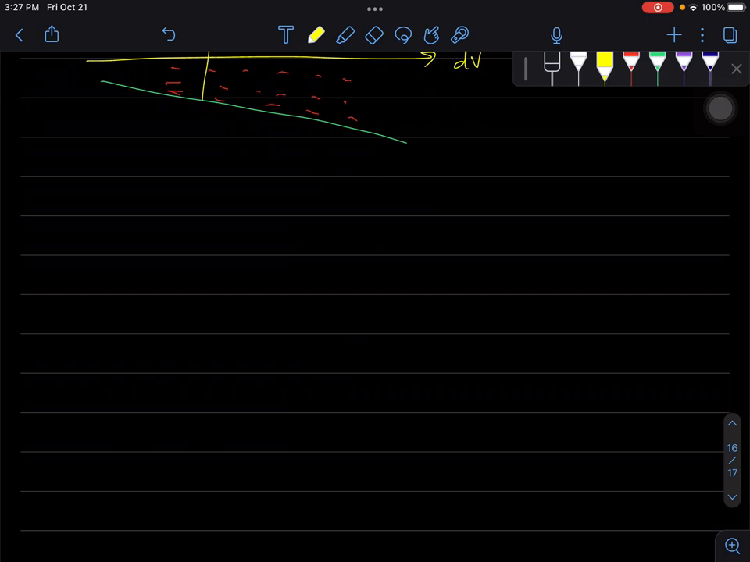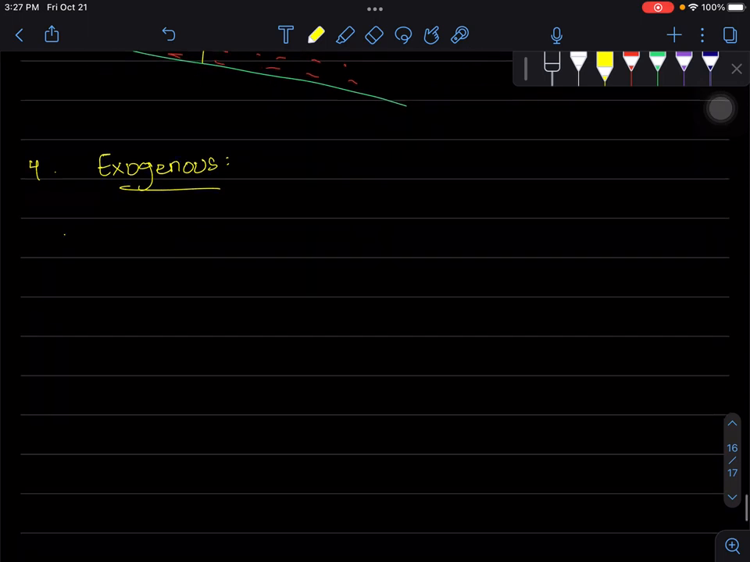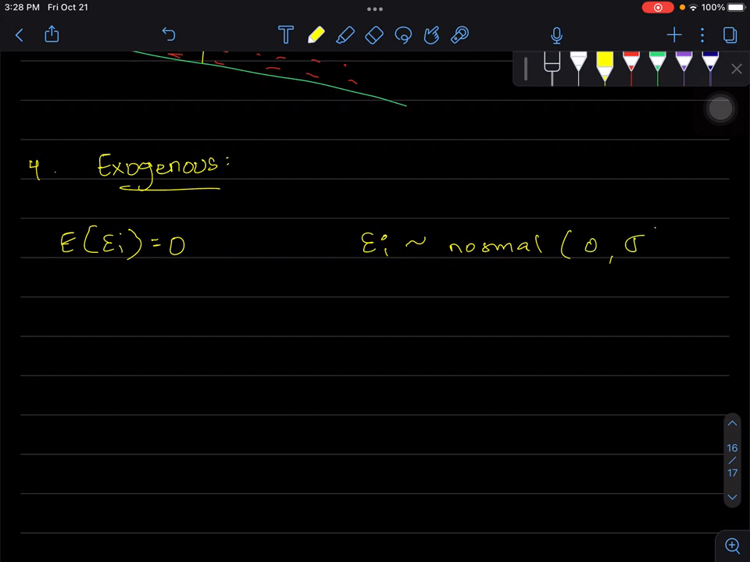And then the next one is exogenous. What's exogenous? The error term is exogenous. What that is, the distribution of epsilon i has mean 0 across i. What that means is the expected value of epsilon i is 0, right? So for all values of epsilon, the expected value is 0, the mean is 0, which means if we have to write that, it is normal, the mean is 0, and the variance is sigma squared.